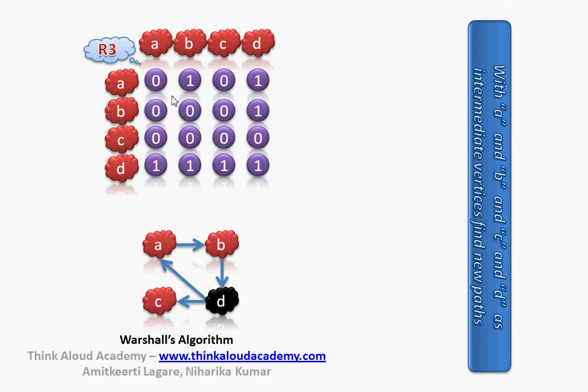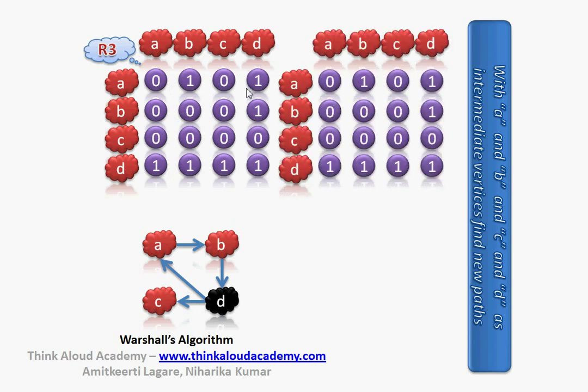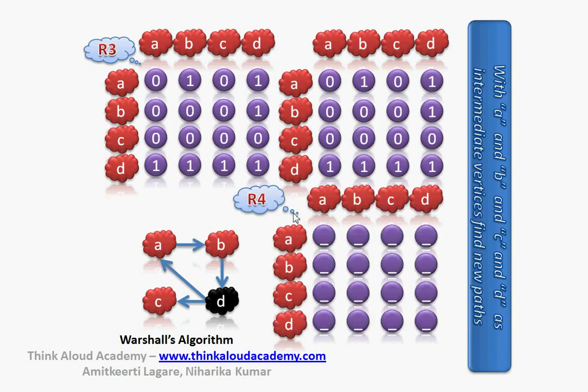This value again will be a 0, this value will again be a 0, this value will again be a 0. D to A via C is not required because this value is 1. So the last row has all 1s. So I just have to copy the last row as it is, because if there is a path already, I don't want to use C as an intermediate path. So this becomes a 1, this becomes a 1, this becomes a 1. And finally, this is also a 1.